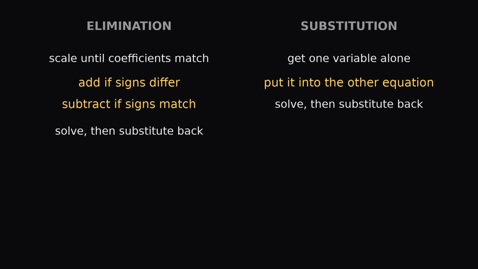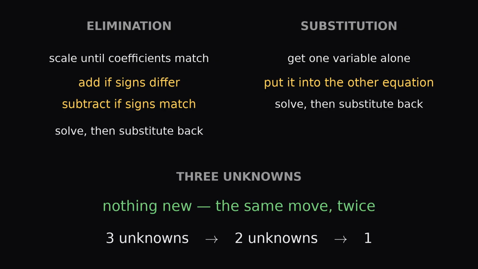Substitution. Get one variable alone. Put that expression into the other equation. Solve, and substitute back. And with 3 unknowns, you don't learn anything new. You use the same move twice to knock 3 unknowns down to 2 and then down to 1.